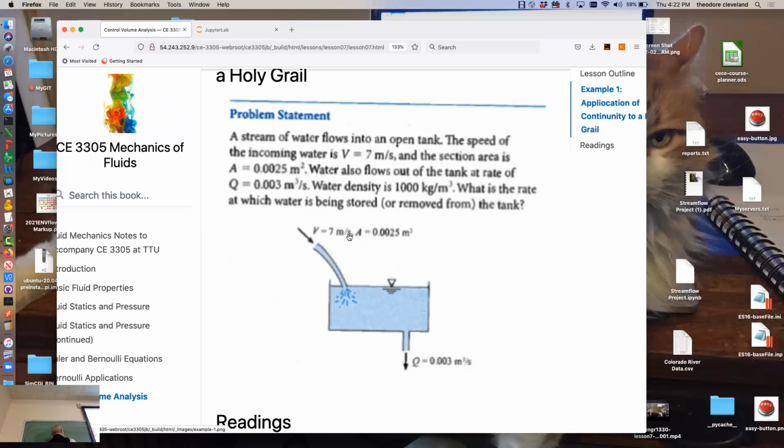So here's our... so how's that for a sketch? Like that? That's good enough. We can label Q. That's about all we have to work with, right? Rho.